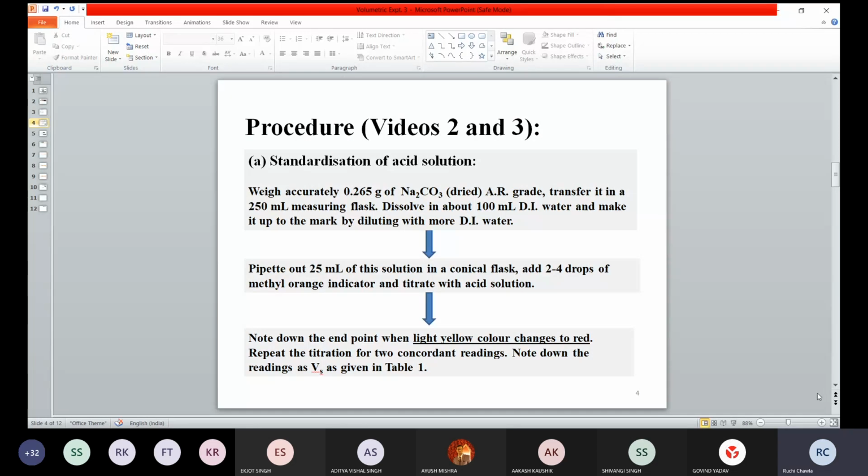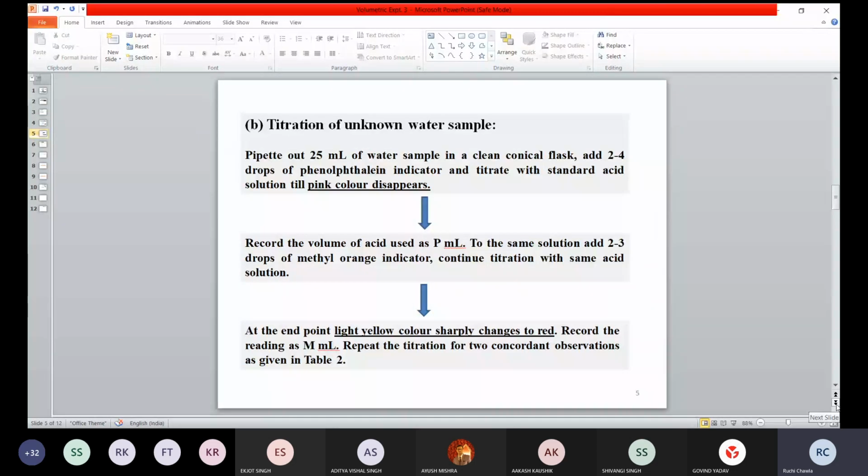Firstly, you will be standardizing the acid solution that has been provided to you, and that you will do with the help of weighing approximately exactly 0.265 gram of sodium carbonate, and then preparing a standard solution from it using deionized water in a volumetric or in a measuring glass. In fact, it is not a volumetric glass, it is a measuring glass. You even call that volumetric glass. So I will not be going into the details of all these steps because I have explained this to you in detail the last time.